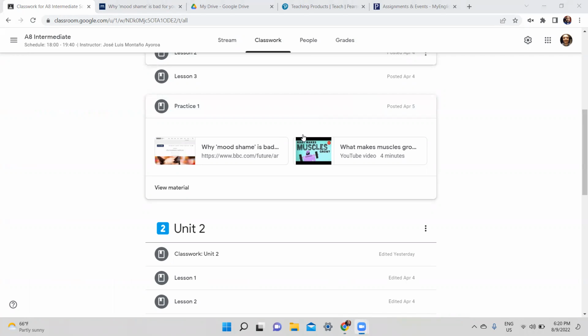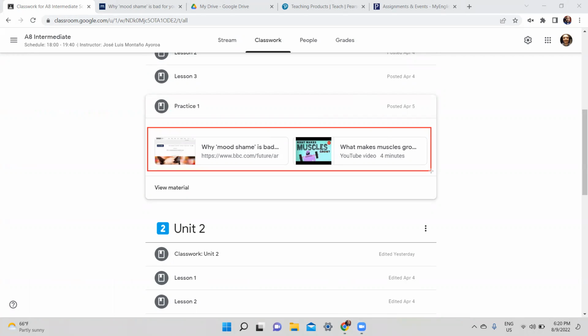So, Astrid, here you have two options. With you, I've worked with some of these elements. So, which one do you want to work on today, Astrid? This is an article, Why Mood Shame is Bad for You. I'm not sure if we read this for you. And the other one is about muscles, okay? What makes muscles grow? Which one would you like to read or to work on? And I want to know if you perhaps worked this with me before.